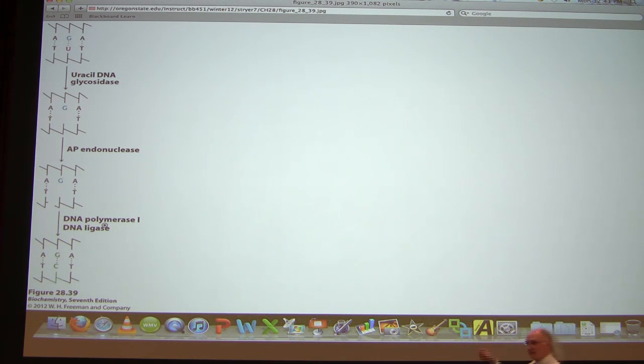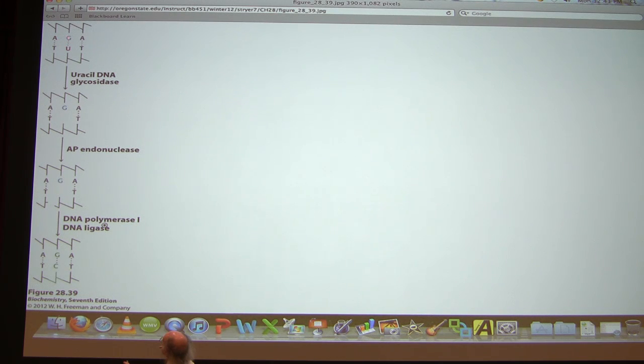Yes? So what happens if the DNA gets replicated while you're still in there? Yeah, that's a good question. So what happens if the replication proceeds before the repair happens? Well, you will have just converted a G into an A, so you will have had a mutation, absolutely. And so maybe I'm not answering your question, so let me just take it a little further.